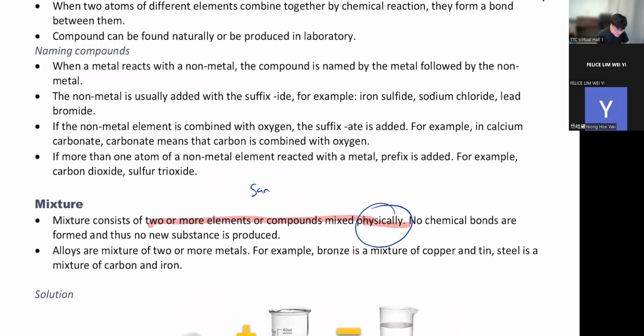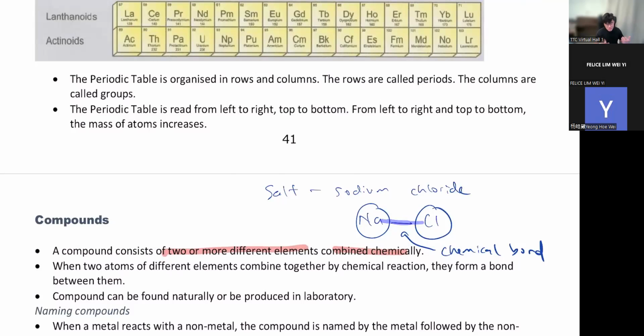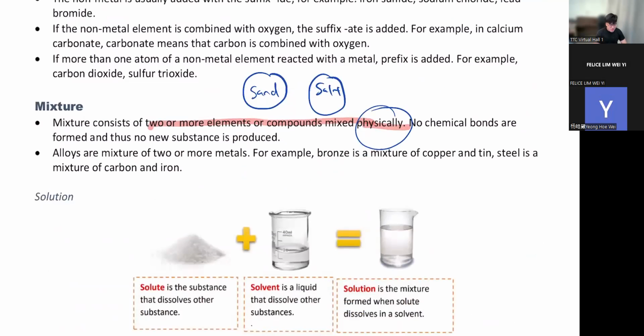It's like sand and salt. When you take sand and salt, you shake them together. Do you see any bond here? Do you see them getting married? No, they don't know each other. There's no chemical bond, you see, there's no line in between. So no chemical bonds are formed, no new substance is produced. When you mix sand and salt, you still see sand and salt. They just mix together.